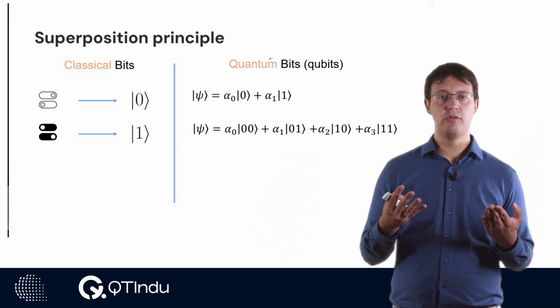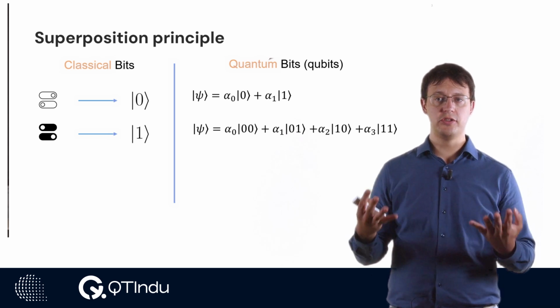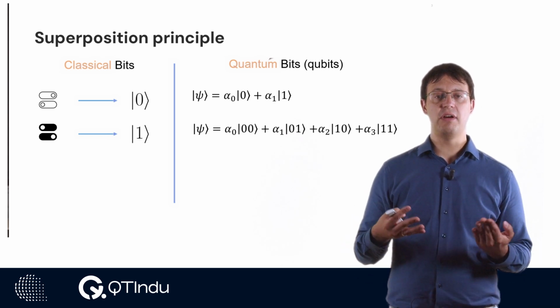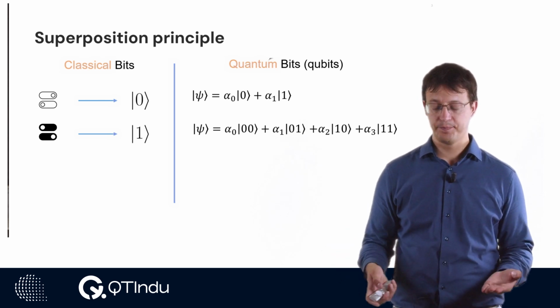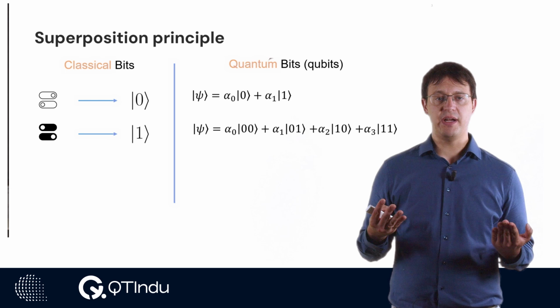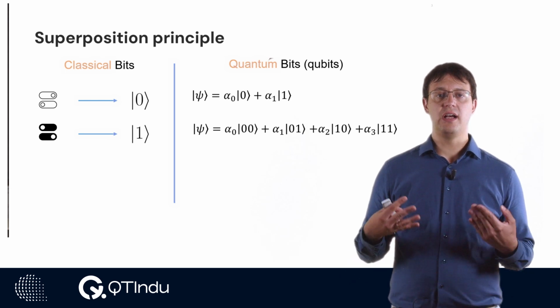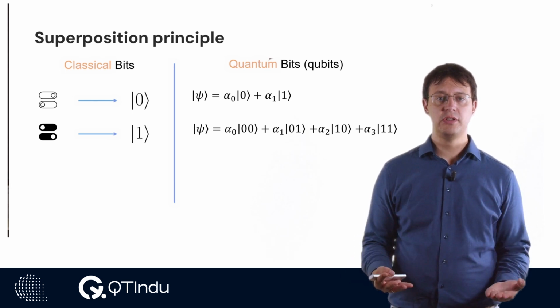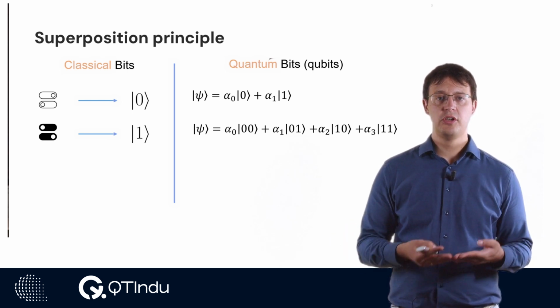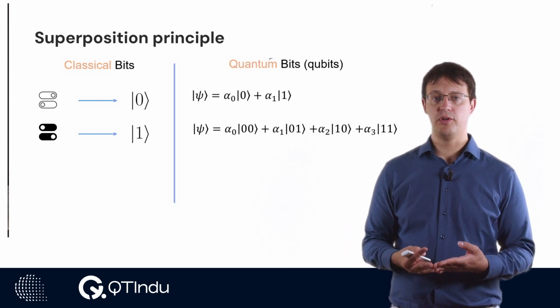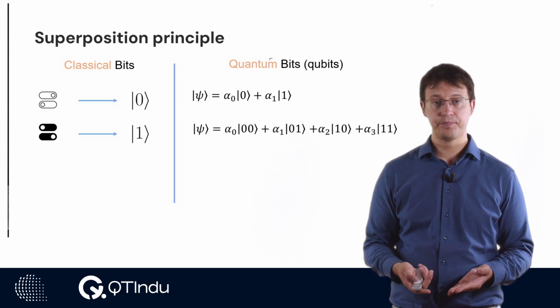If we now go from 1 qubit to a 2 qubit state, we need to add 2 more parameters to describe the state. These are the parameters alpha 0, alpha 1, alpha 2 and alpha 3. And all these describe the amplitude to capture one of the 4 possible basis states.